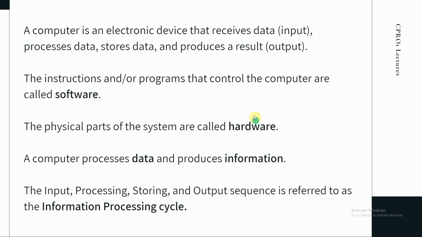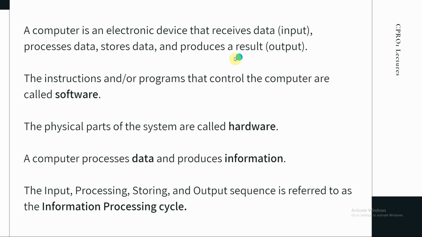So in definition again, let us divide that basic definition we defined earlier. It is an electronic device that receives data. Receiving data is via the input, processing data is by the term process, and then it can store data by the term storage, and also produce a result which they call the output.